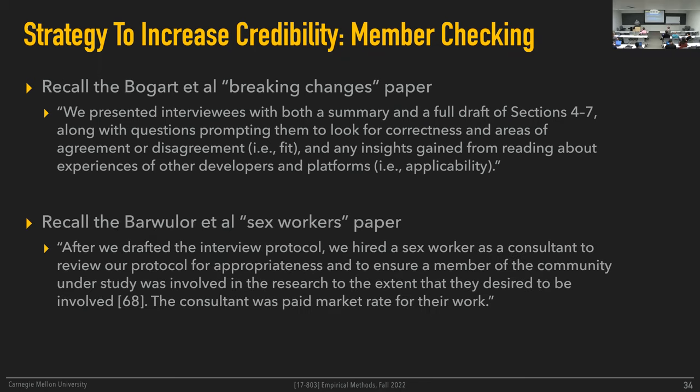The other example we saw was the sex workers paper, right, where they had somebody from that community work as a paid consultant on the research project, guiding them at all steps, including development of the interview guide, etc., and formulating the questions. All right, so that's another form, if you will, of member checking.